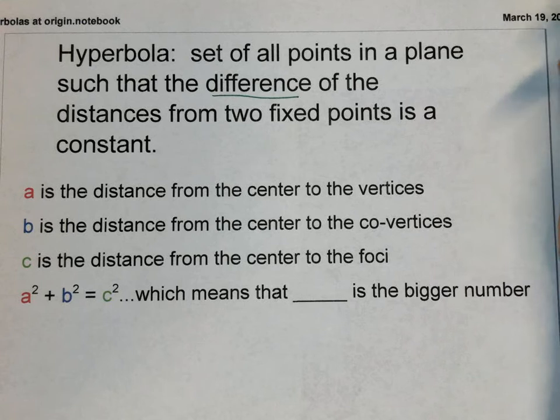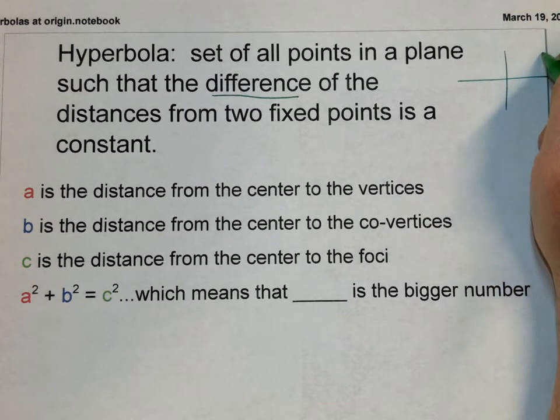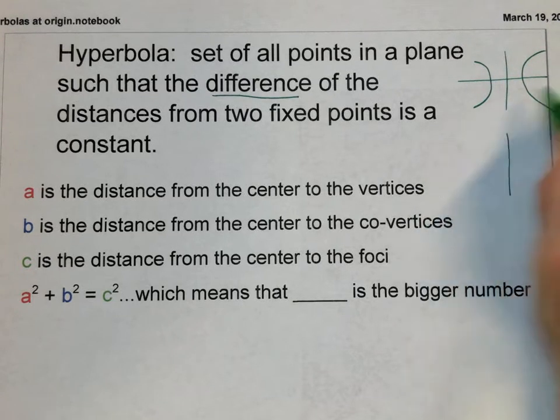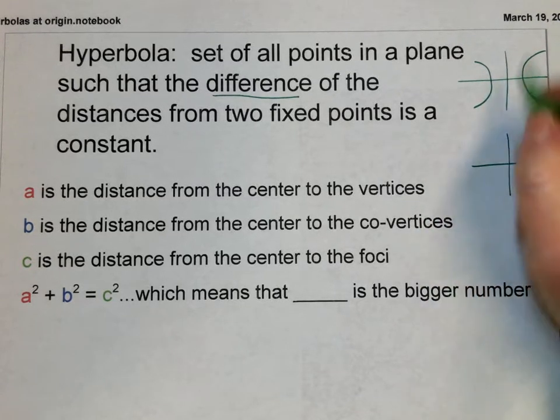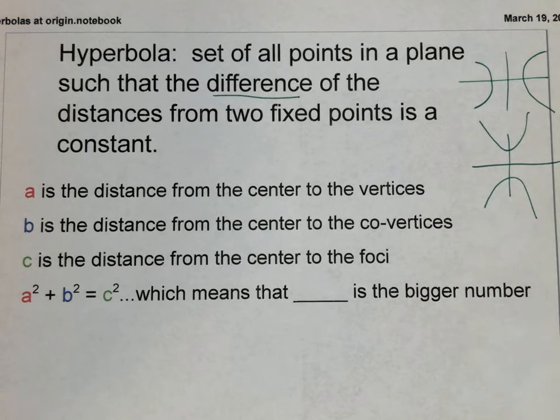If you look at your blue sheet, it shows you the shape of what a hyperbola looks like. A hyperbola will be something like this. It'll be like a curve out here and a curve out here. We would call that one horizontal because its branches are horizontal, or it would be up here like this and down here like this. We would call that one vertical because the branches are vertical.